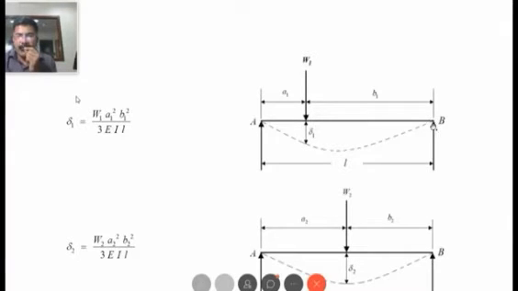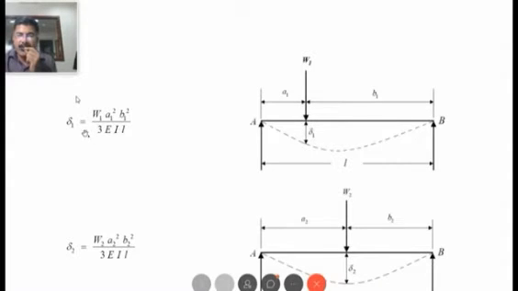This is a simply supported beam. The shaft is simply supported at both ends A and B. Now suppose there is a load W1 acting. The point of application of the load W1 is at a distance A1 from the left side and B1 from the right side, so that A1 plus B1 become L. Now this delta 1 is nothing but the deflection of the shaft under the load W1.